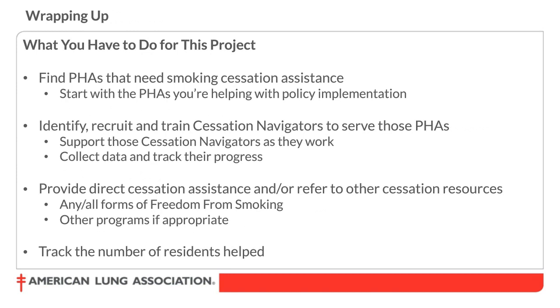To wrap up, we're going to discuss what you need to do for this project. First, you want to find public housing authorities that need smoking cessation assistance. You can start with the PHAs you're helping with policy implementation. You want to identify, recruit, and train a cessation navigator to serve those PHAs. Support those cessation navigators as they work, and collect data and track their progress. You also want to provide direct cessation assistance and/or refer to other cessation resources. You can utilize all forms of Freedom from Smoking or other programs if appropriate. Lastly, you want to track the number of residents helped.